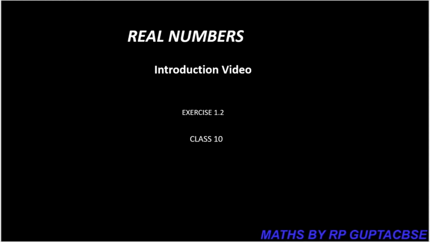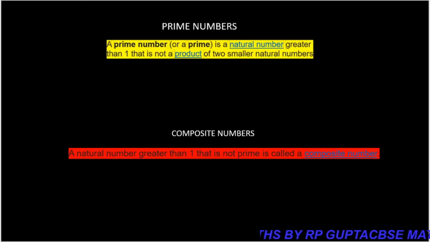Let's start. So children, here first of all we will discuss the prime numbers. What is the prime number? So children, what is the definition of prime number? A prime number is a natural number greater than 1 that is not a product of two smaller natural numbers.